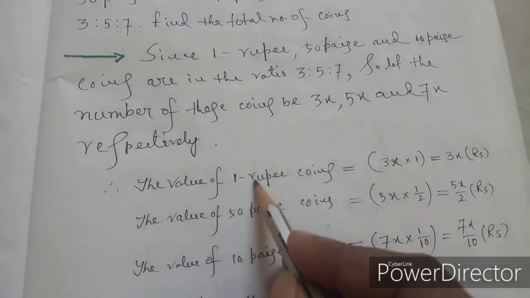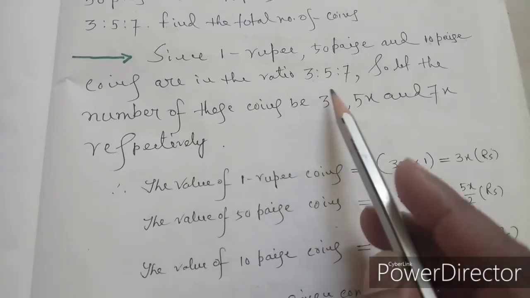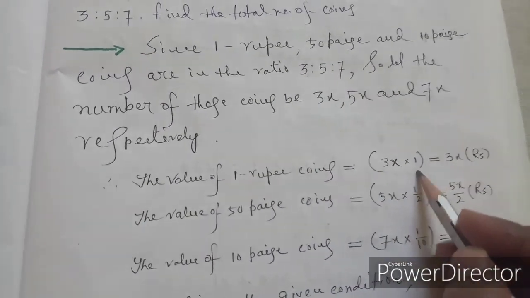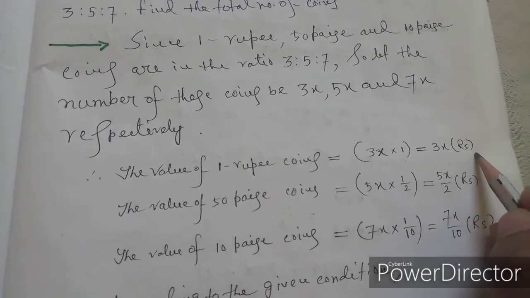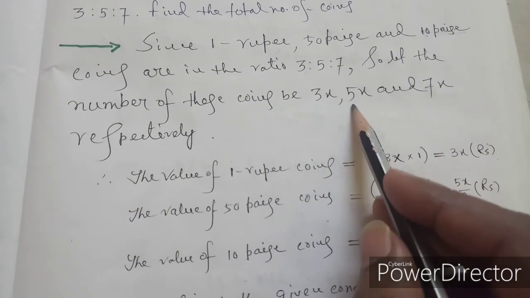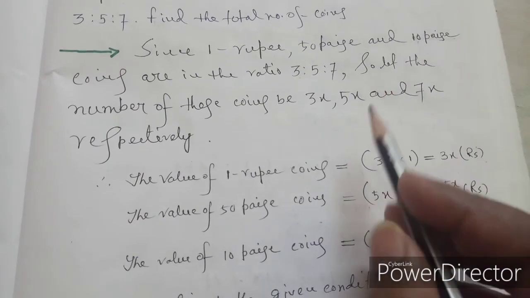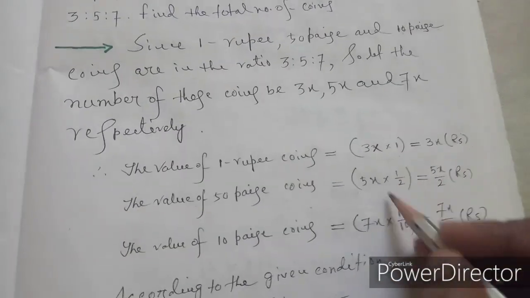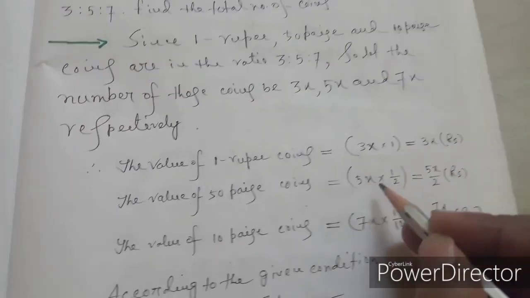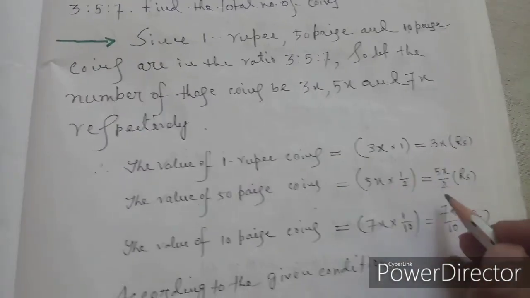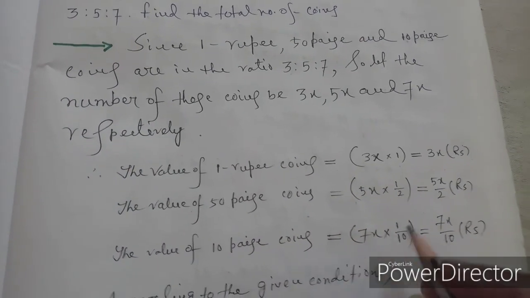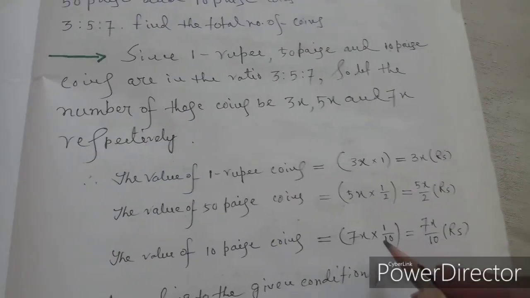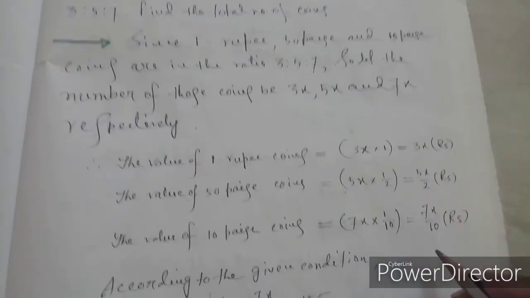For the value of 1 rupee coin, look at that. How many 1 rupee coins are there? 3x. So the value of 1 rupee coin equals 3x into 1, that means 3x rupees. And look at how many 50 paisa coins are there? 5x. So the value of 50 paisa coins equals 5x into 50 paisa, meaning half rupee. So multiply 5x into half, so 5x by 2. And the value of 10 paisa coins will be 7x into, since 10 paisa means 1 by 10 rupee, so 7x into 1 by 10, that means 7x by 10.